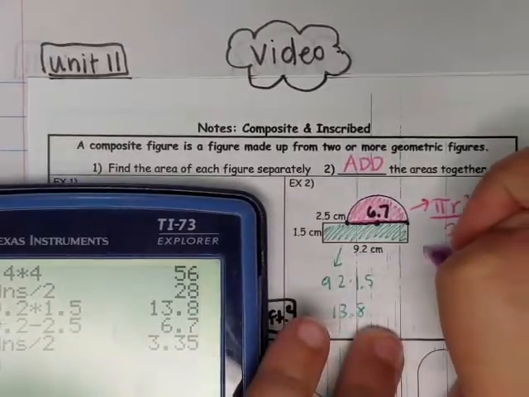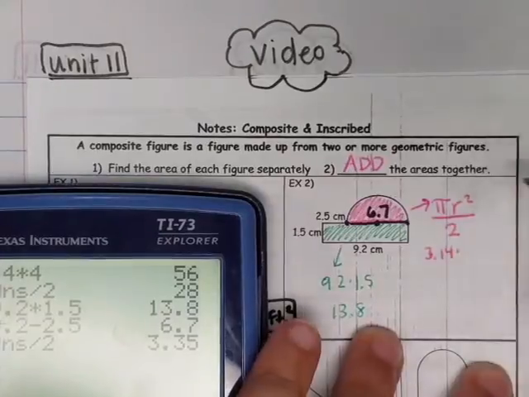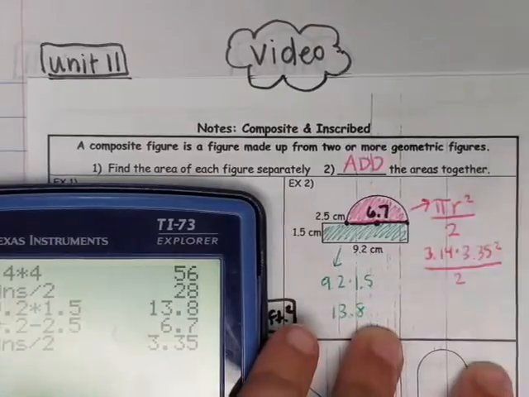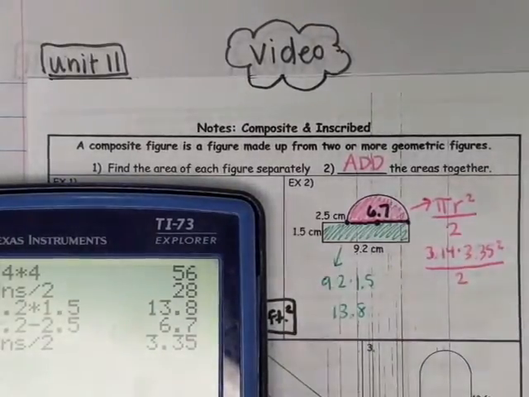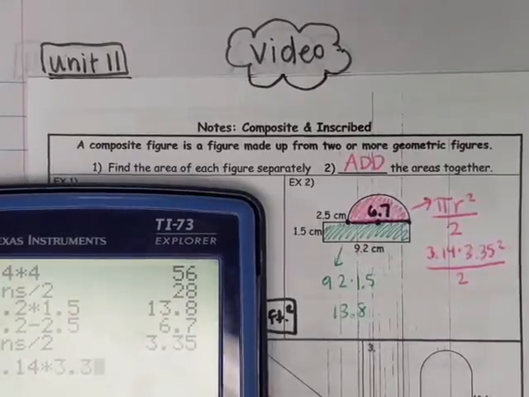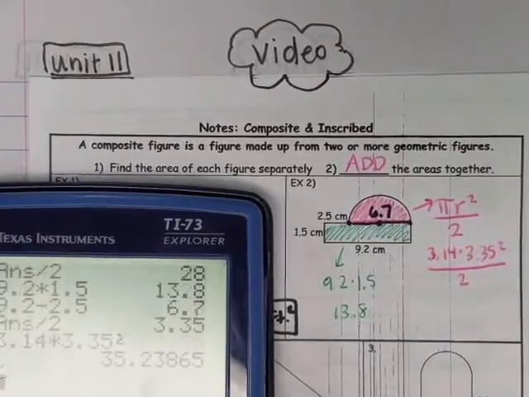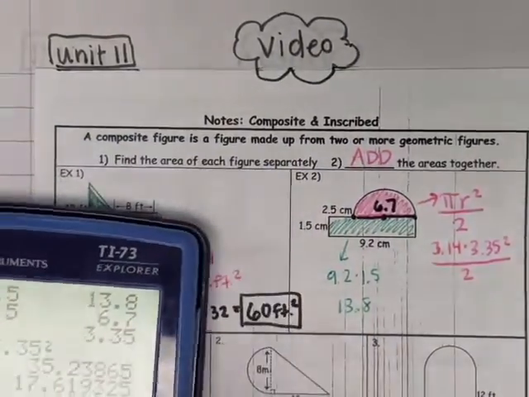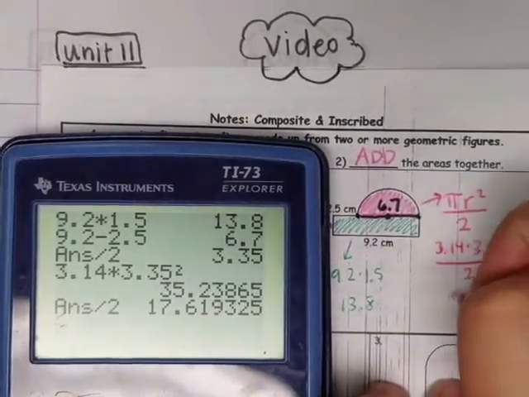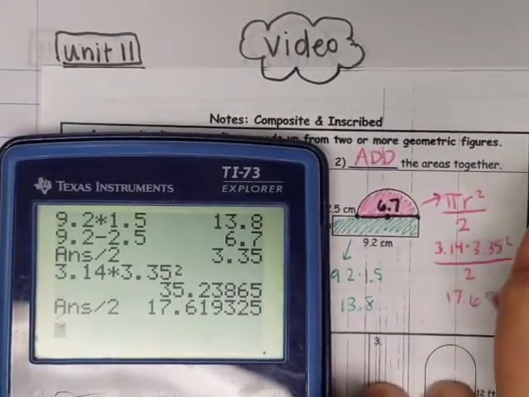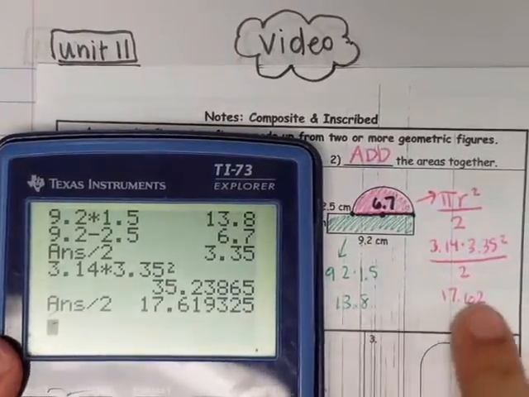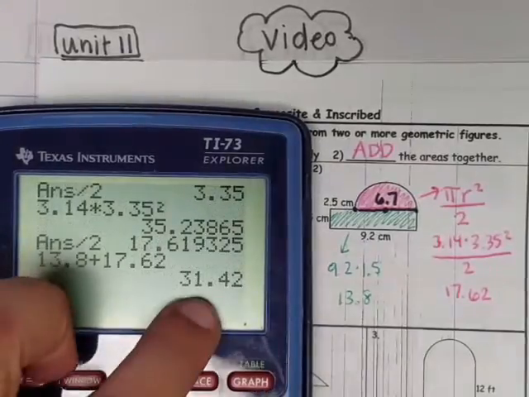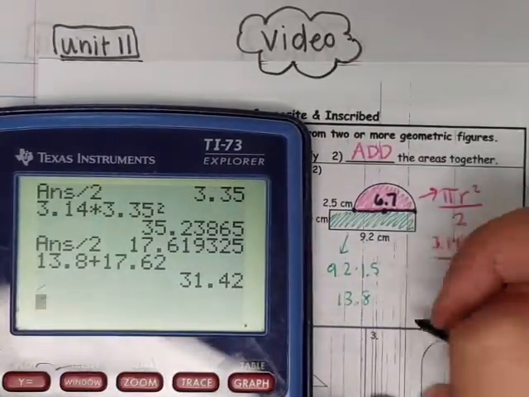So pi, 3.14 times 3.35 squared, all of that divided by 2 because we're only finding half of the circle. 3.14 times 3.35 squared gives me 35.23865, and then we're going to cut that in half. Let's go ahead and round to the hundredths place. So we get 17.62, and then we can take our two areas and add them together. So 13.8 plus 17.62, and then we get 31.42 centimeters squared.